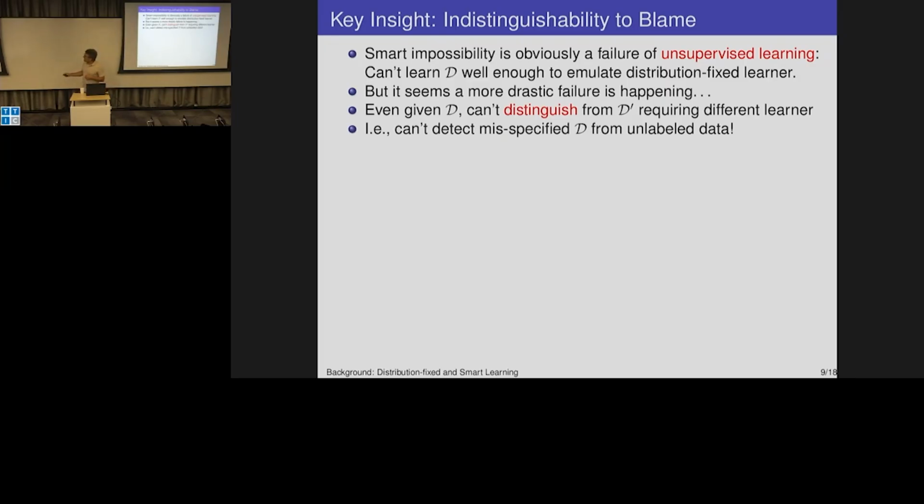Even if I give you the marginal distribution, you can't distinguish it from different marginal distributions that would need a different learner. So the way to think about this is, if I tell you a marginal distribution but I was lying to you, you won't be able to catch me by just looking at the unlabeled data. You can't detect if my marginal distribution, maybe that I learned at great pains from some unsupervised learning procedure, was misspecified or I did a poor job learning it. So it's somehow even worse than the failure of unsupervised learning. Even if I give it to you, you can't detect if I was lying.